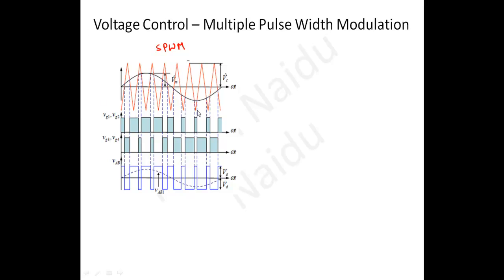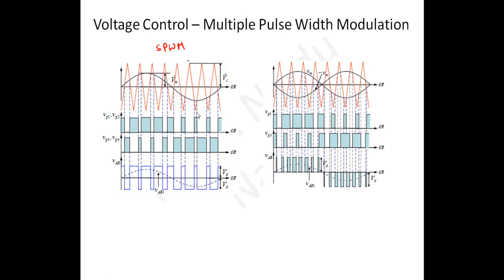But in the sinusoidal PWM technique, we have two types of techniques. One is the bipolar PWM technique. This is bipolar. You can see that the output voltage level is changing from positive VDC to negative VDC. That's why it is called bipolar.